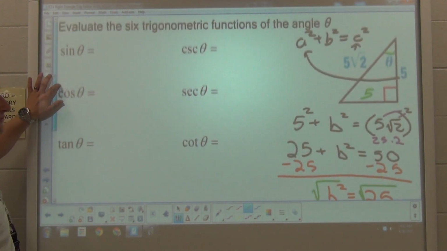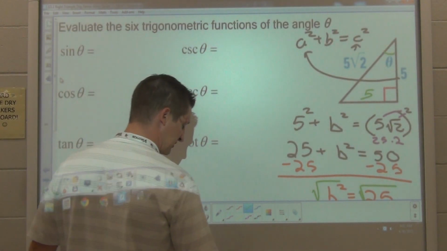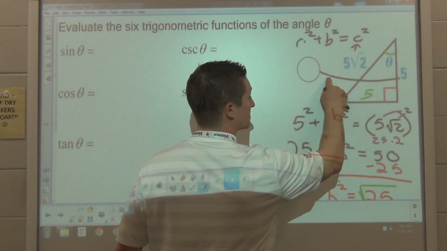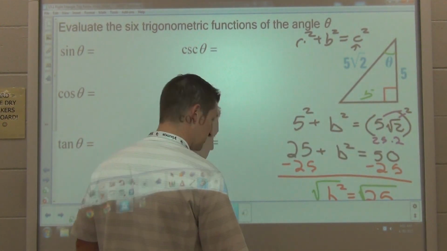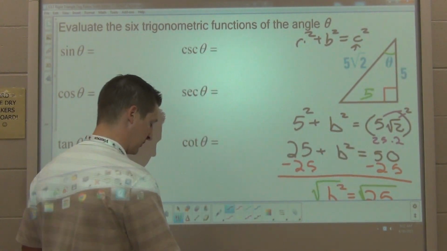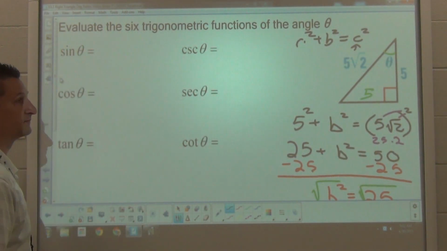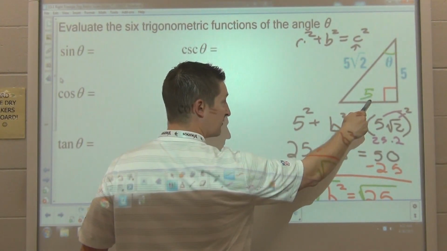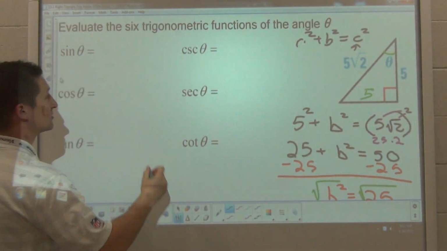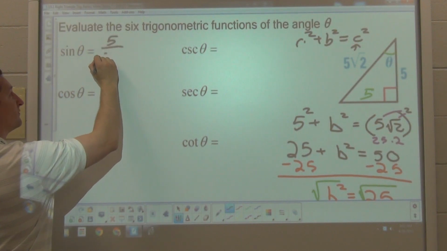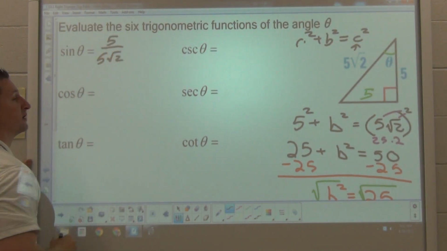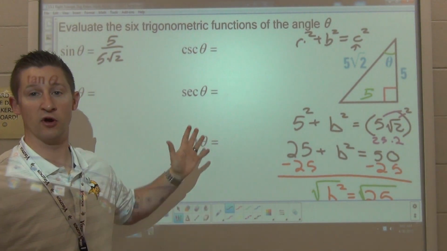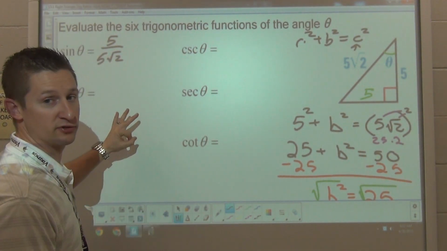Now that I've done the work to figure out the lengths of my triangle sides, I'm going to go ahead and evaluate my 6 trig functions. That was a 5. So here we go. The sine of theta is equal to the opposite over the hypotenuse. Opposite is 5. Hypotenuse is 5 times the square root of 2. 5 over 5 times the square root of 2. Now, there's some simplifying steps that we need to do here, but I'm going to save those until we have all 6 of these figured out. At least the first 3.